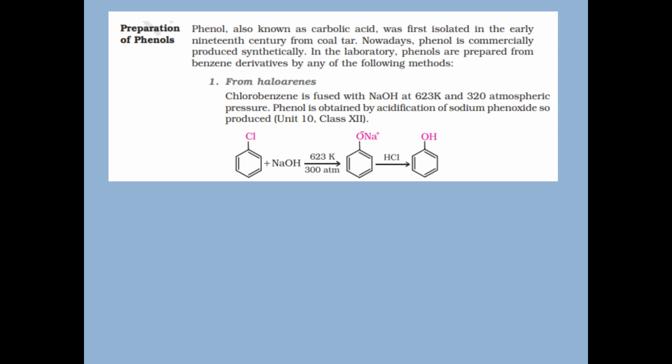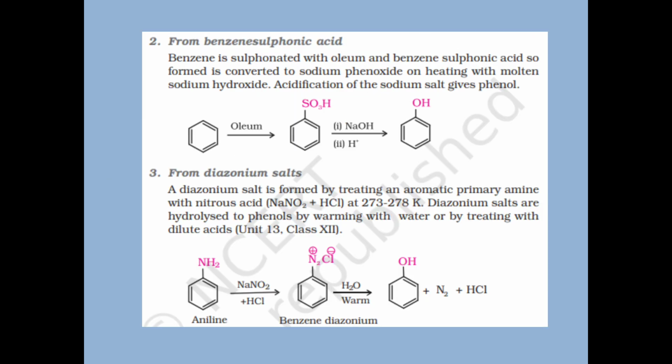Now come to preparation of phenols. Phenols can be prepared from haloarenes by a substitution reaction under harsh conditions like 623 Kelvin and 320 atmospheric pressure. Phenol is obtained by acidification of the sodium phenoxide. So chlorobenzene in presence of NaOH is converted into phenoxide ion. Then if acid is given, this phenoxide ion will be converted into phenol.